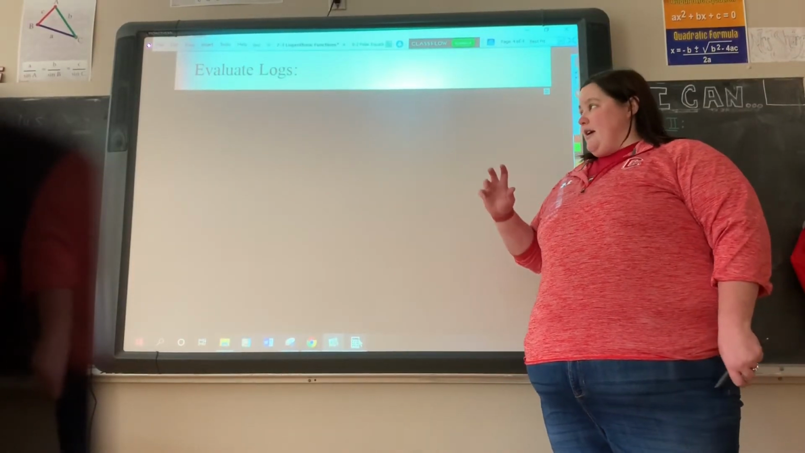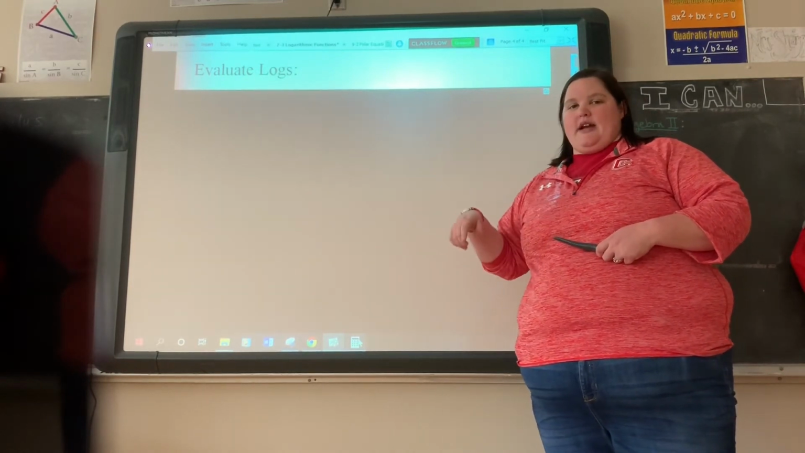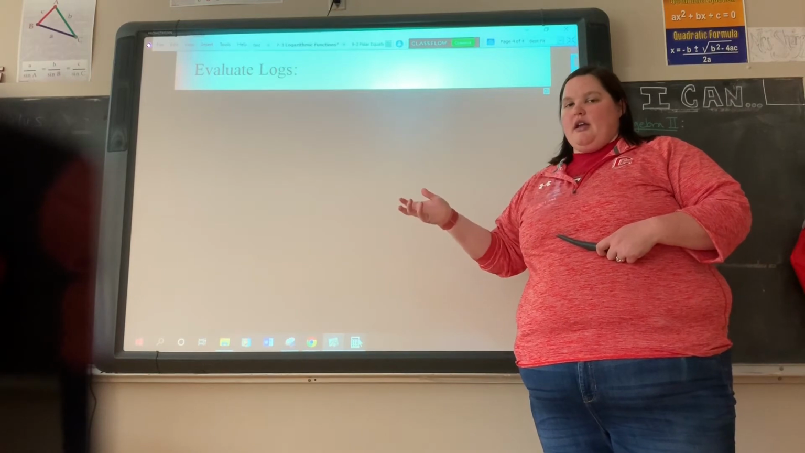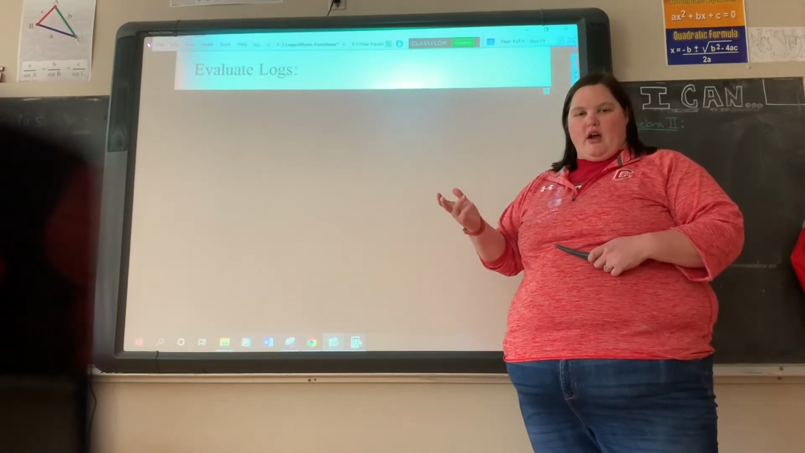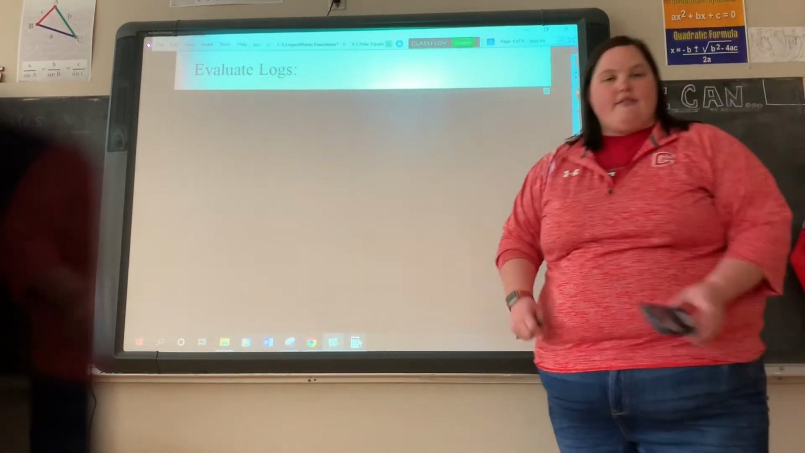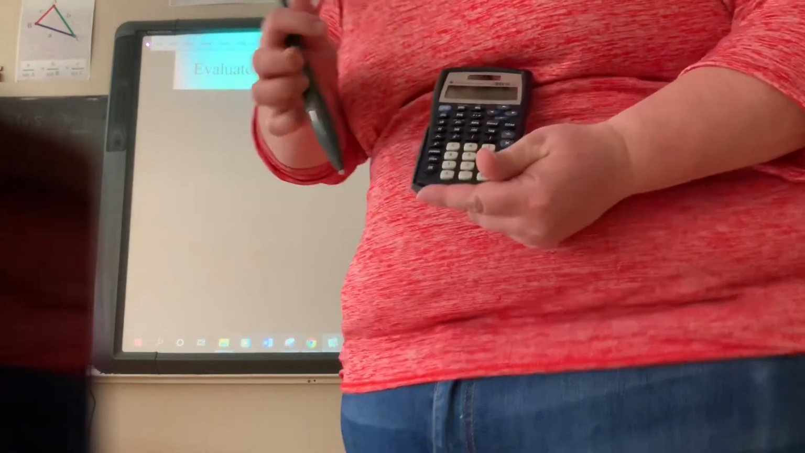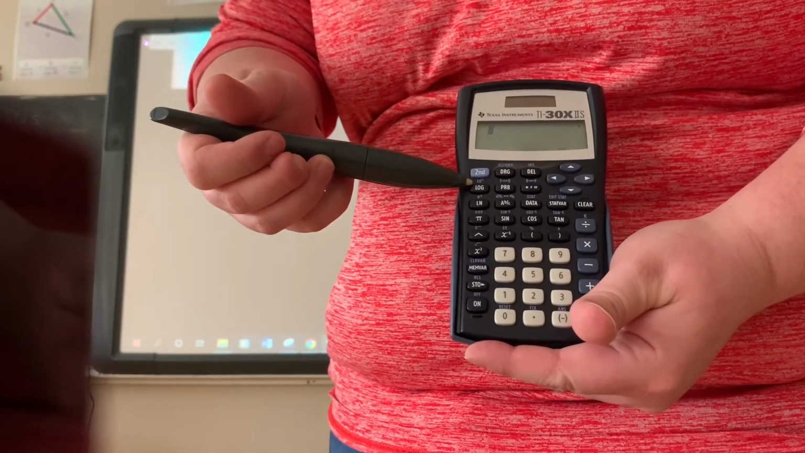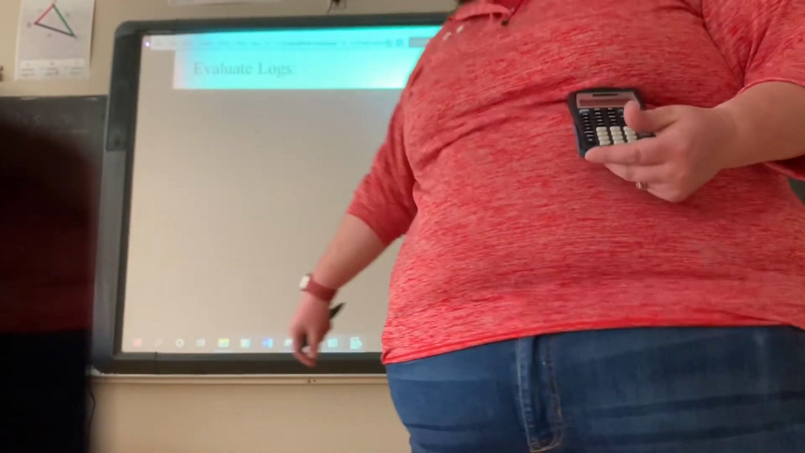So now we're going to talk about how to evaluate a log. I talked about at the first slide that every log, whenever you're solving it out, is finding those hard exponents. So whenever you're evaluating logs, you are finding those. All calculators have a log programmed in. On this calculator, log is right here under the second feature, but all calculators have some type of log button.